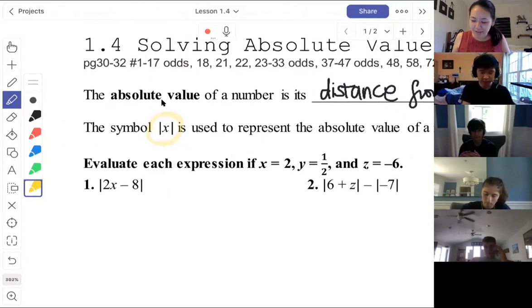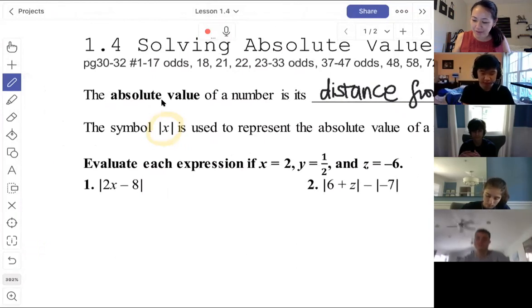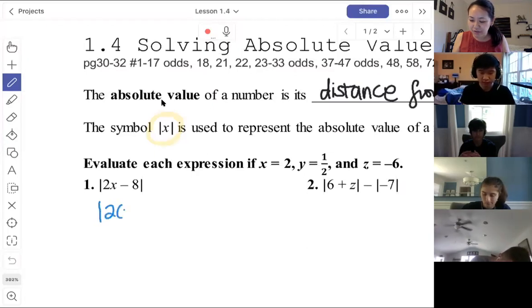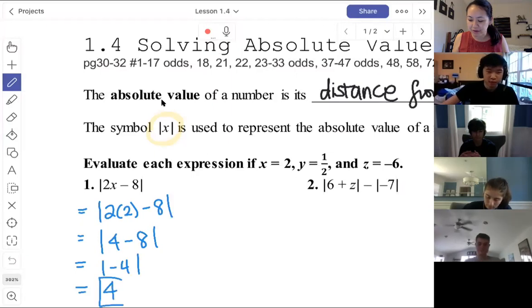All right, let's go ahead and try some. Number 1, we want to evaluate the expression. So find the value given x, y, and z. Let's plug in x of 2 here. I always like to use parentheses, keeps me safe. I'm going to simplify inside here, multiplication first. So 4 minus 8 gets me -4. And now I apply the absolute value to get +4.